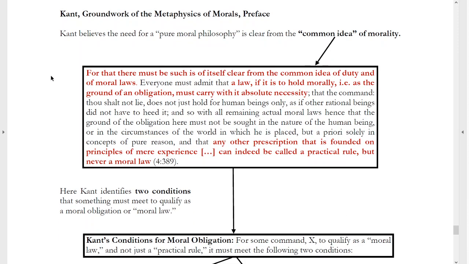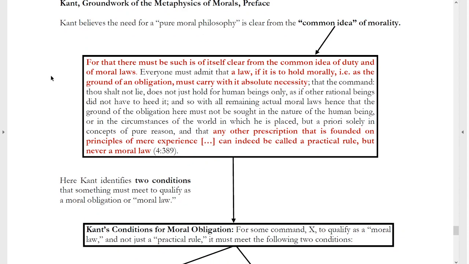And he says if you take that seriously, and this is probably one of the most important paragraphs from the preface, it really gets at the idea of what Kant thinks morality is all about. And so we say, okay, we want a pure moral philosophy that applies to everyone, that isn't just drawn from our traditions and our psychology, etc. And he says the idea that we need a pure moral philosophy is clear if you just consider the common idea of what we all believe morality to be.